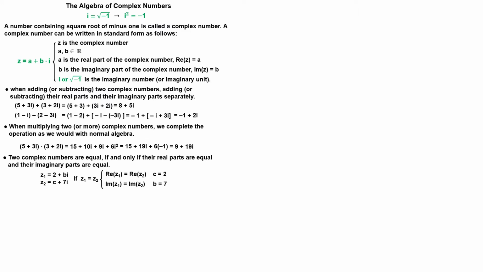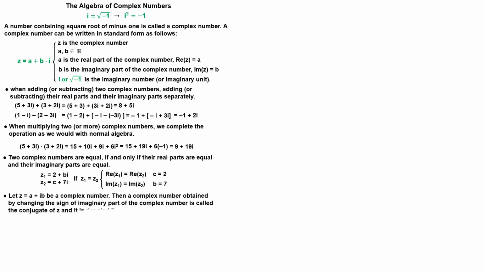Before we do the division, we have to introduce the concept of a conjugate complex number, or simply complex conjugate. Let z equals a plus i times b be a complex number. Then a complex number obtained by changing the sign of the imaginary part of the complex number is called the conjugate of z, and it's denoted by z bar. In short, the conjugate of a complex number is the same number, but with the opposite sign in the middle. Pay attention to the following examples.